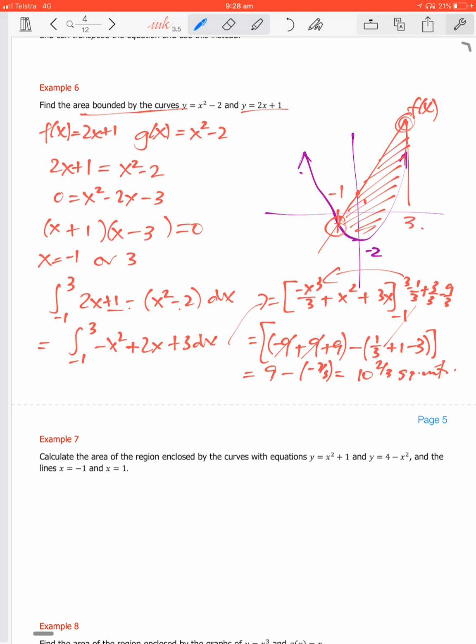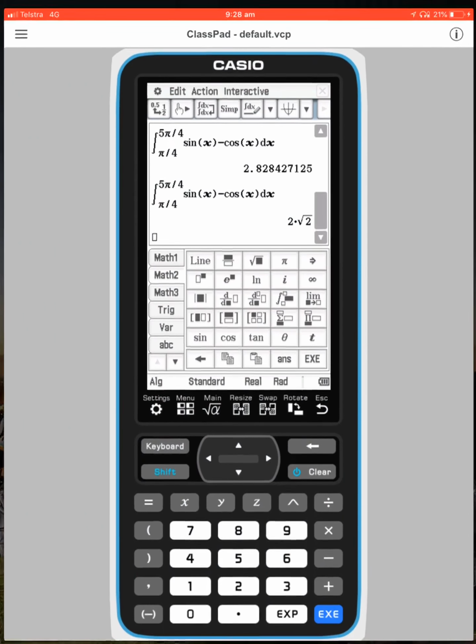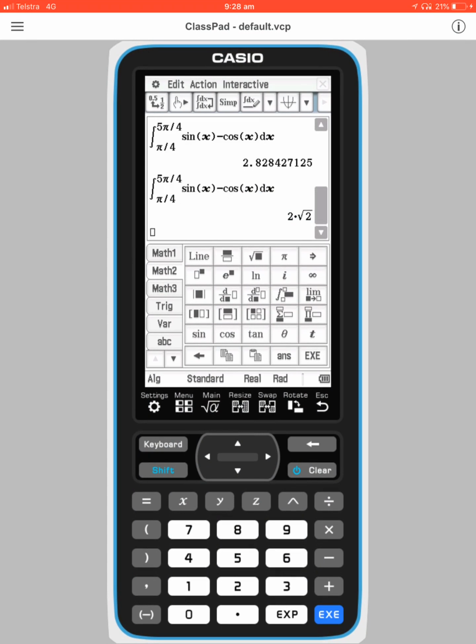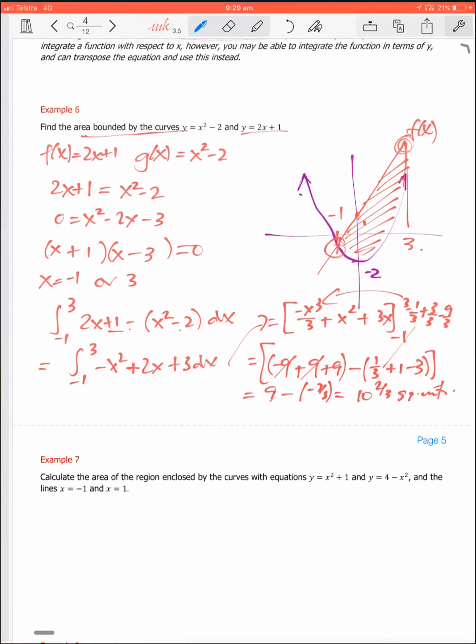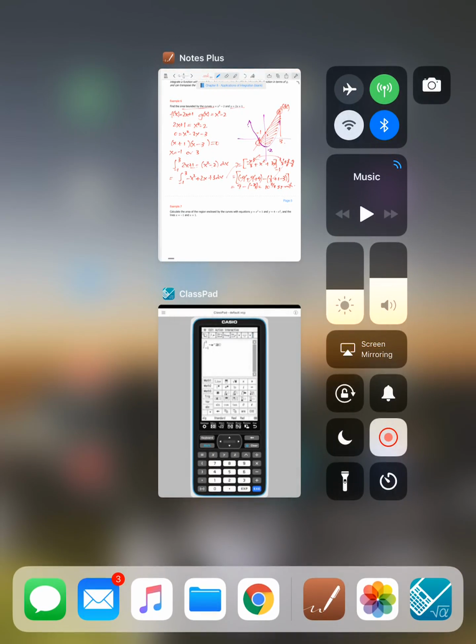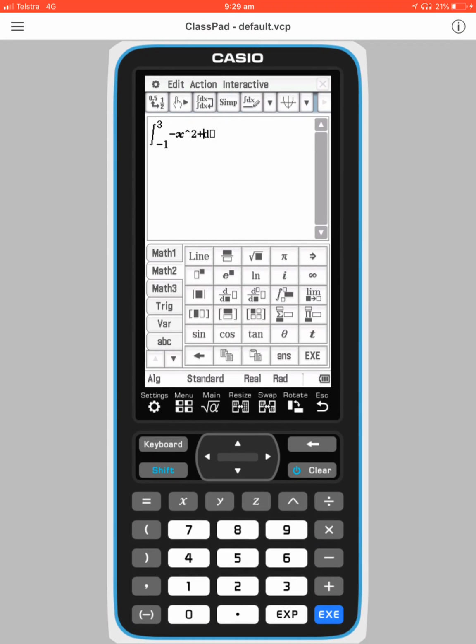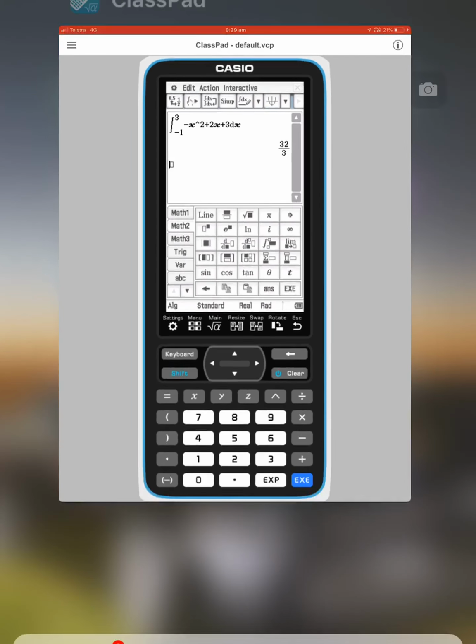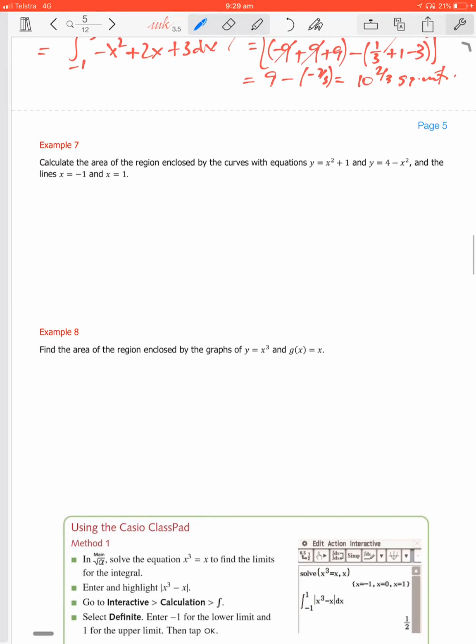Of course, we can check it on the CAS. So -1 to 3 of minus x squared, can't remember what it was, plus 2x plus 3 dx. 32 on 3, which is 10 2/3. Hooray, we got it right.